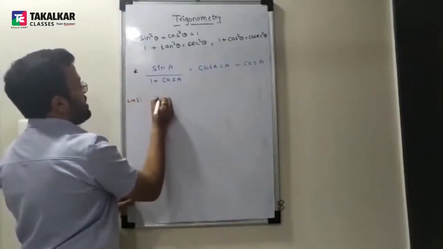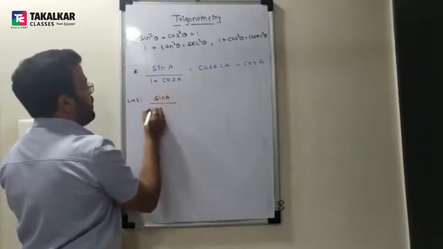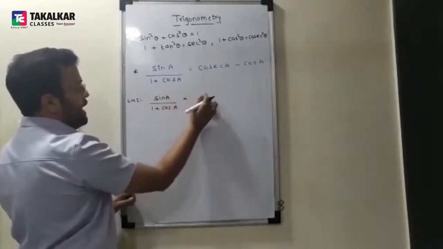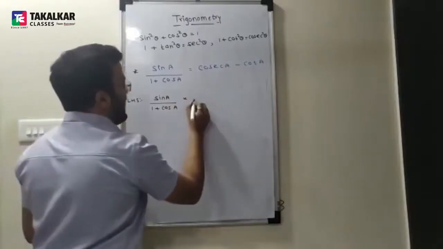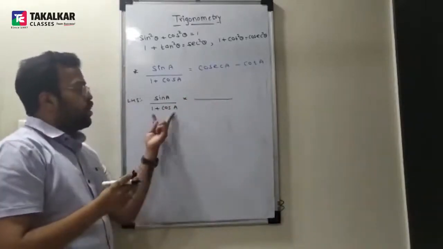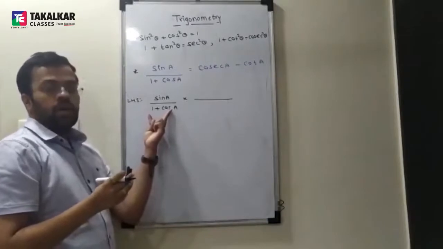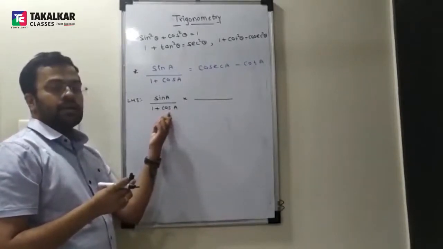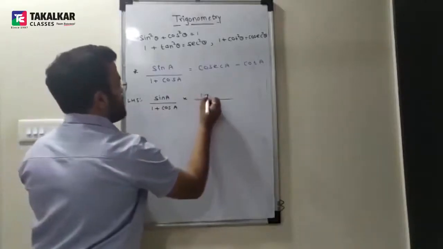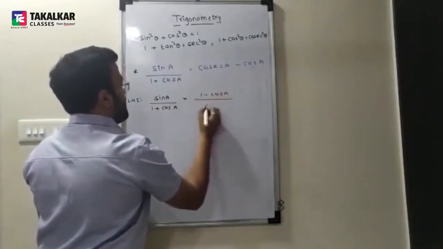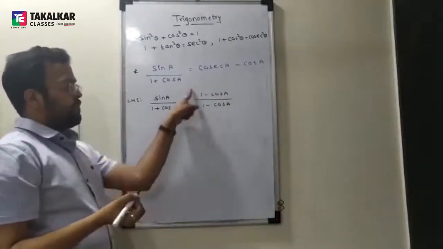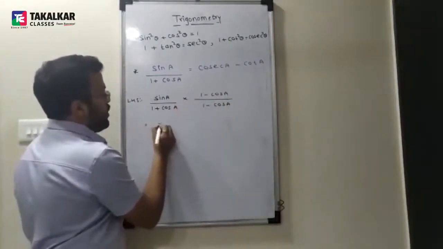Now what is rationalization? Look at this. Sin A upon 1 plus cos A as it is. Now we have to multiply numerator and denominator by the conjugate of your denominator. What is the conjugate? What will be the opposite of 1 plus cos A? 1 minus cos A. So this is 1 minus cos A upon 1 minus cos A. Getting this? I multiplied with its opposite. So what will you get?